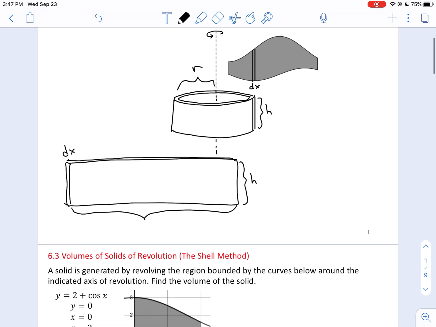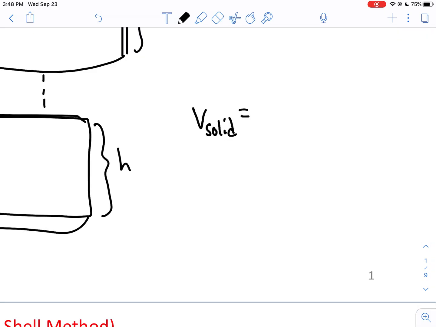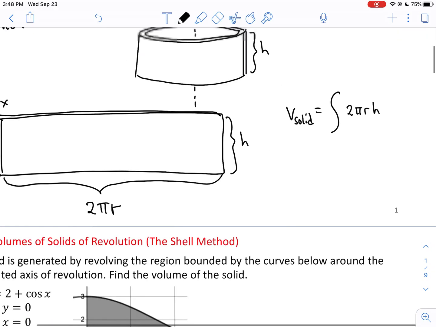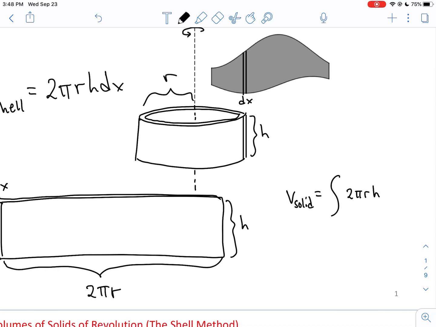And if you know the radius of that shell, then you can do the formula for circumference, which is pi times diameter. And diameter is twice the radius. So 2 times the radius times pi. So the volume of the shell is just going to be length times width times thickness, 2 pi r h dx, which means that the volume of the entire solid will be found by adding up all the volumes of the shells, 2 pi r h dx.